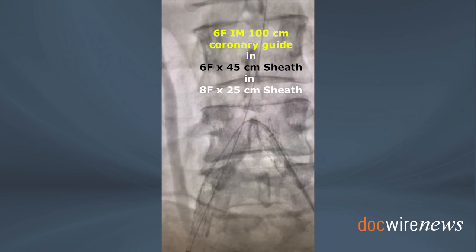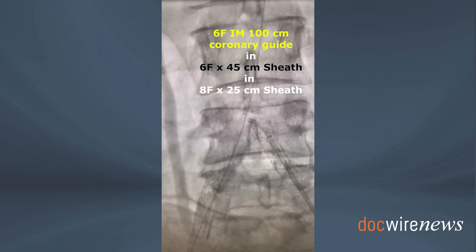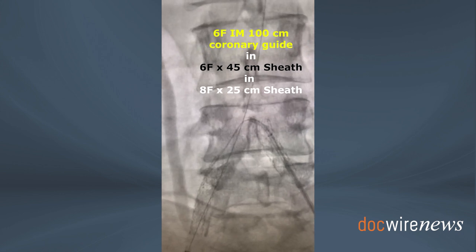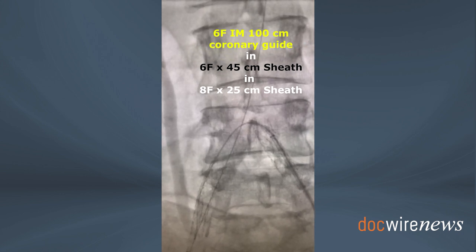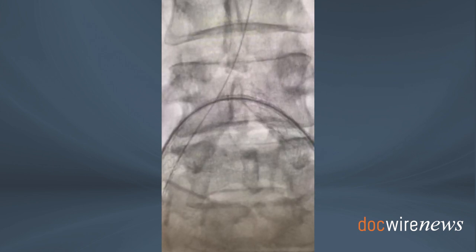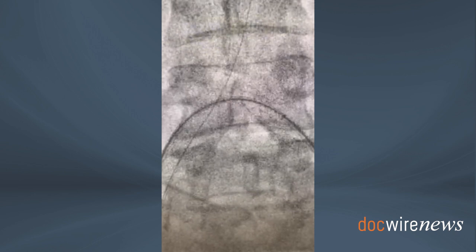So the equipment that was chosen was a 6 French IM 100 centimeter coronary guide inside a 6 by 45 centimeter sheath, which was placed inside the 8 by 25 centimeter sheath, which was the access sheath initially. And as you see here, very important to pass the wire in looped fashion through the stent to make sure it doesn't go around the stent.